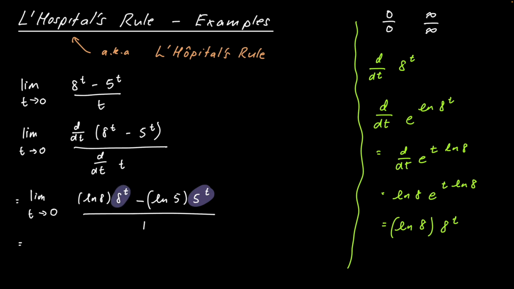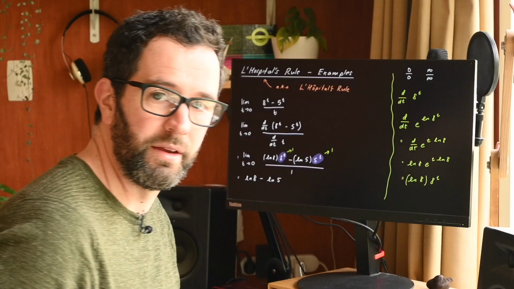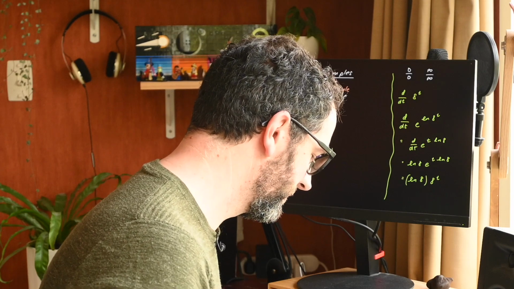So what we're going to do is just substitute in now, and that will give us log 8 minus log 5. Okay, that came out nicely.